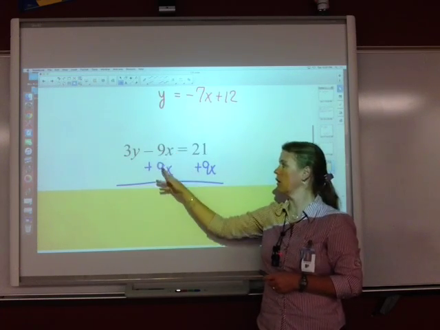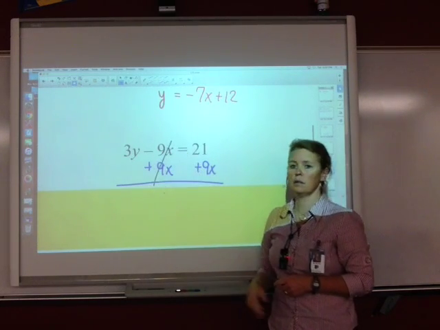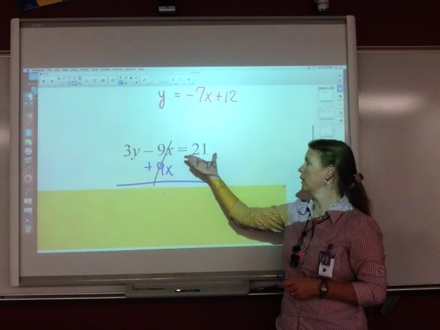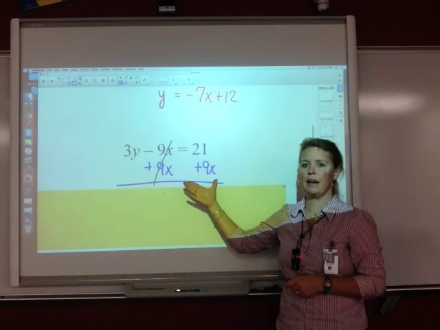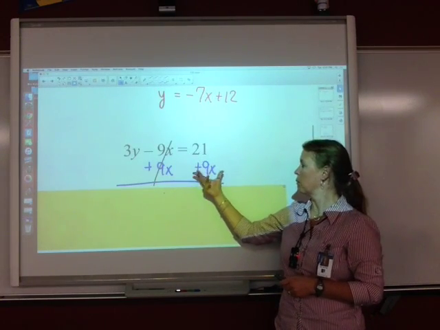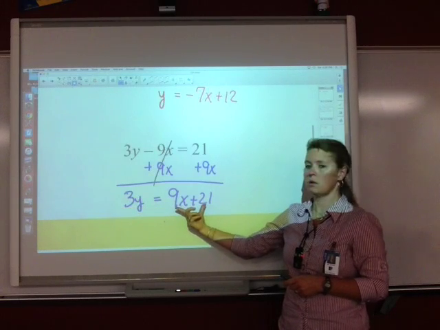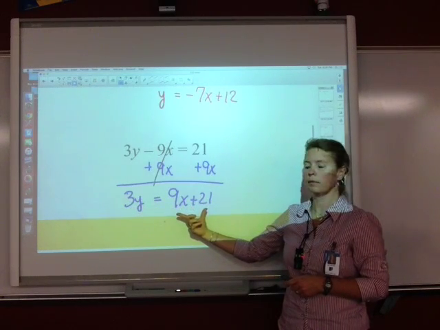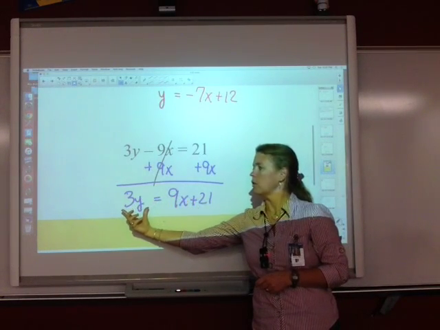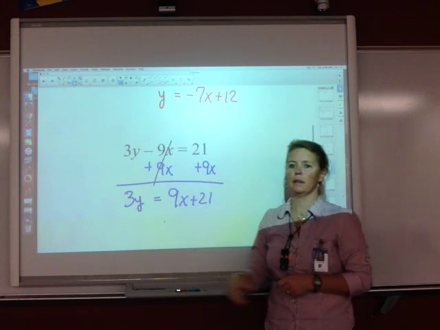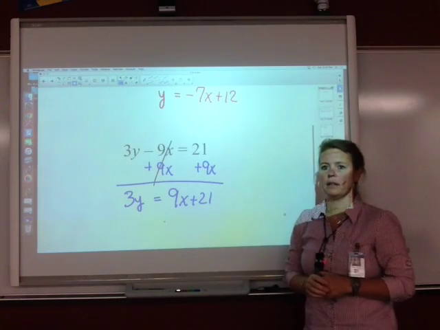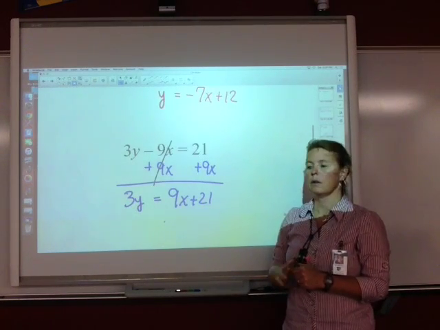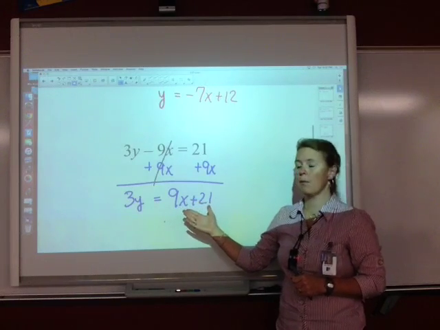Adding a 9x underneath the 9x will cancel it out. Over here you have a 21 and a 9x, which are not like terms. We'll put the 9x first, the 21 last. Over here, however, you still have a 3y. The y has not been isolated. It's not alone. Go back to the very first problem we did.